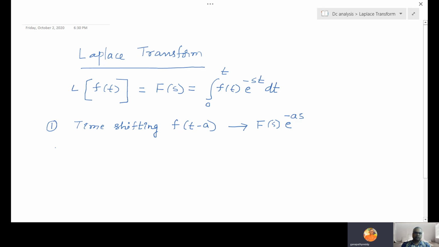Now what is the use of this? For example, u of t Laplace is 1 by s. What is the u of t minus a transform? Same, 1 by s multiplied with e power minus as. So that is the advantage of this property.